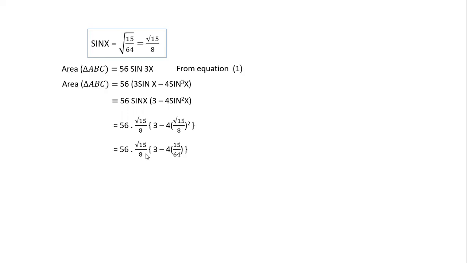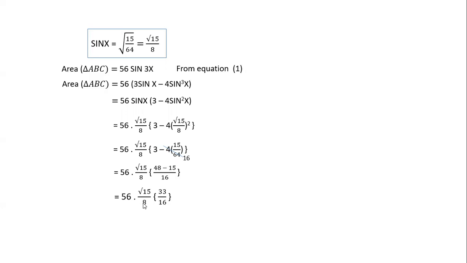That is 56 into root 15 upon 8 into 3 minus 4 into square root of 15 and square. So root and square will cancel. It will be only 15. And square of 8 is 64. So we can reduce this. We cut by 4 table, and it will be 16. 16 4 is 64. Now this is 15 upon 16. So it is 16 3 as the LCM. 16 3 is 48. 48 minus 15 upon 16. Subtract it, you will get 33 upon 16.